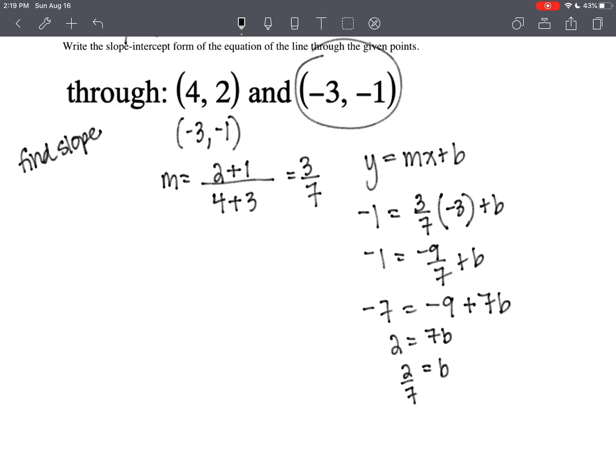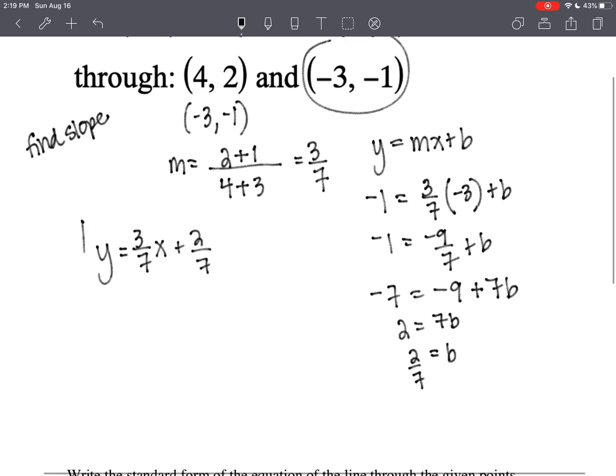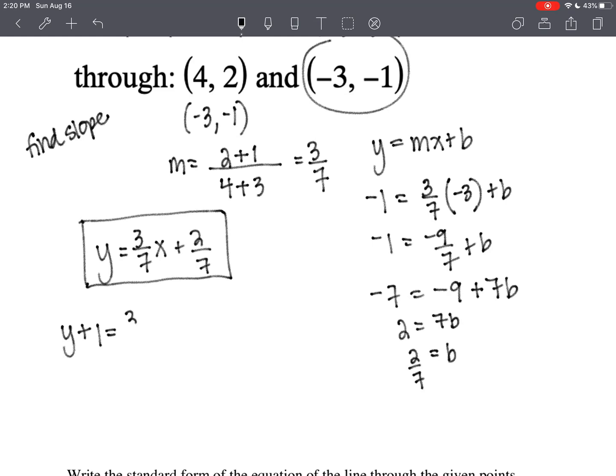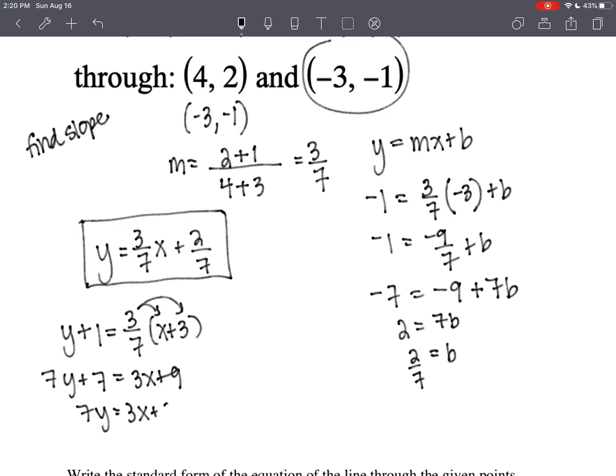Just feels like it would have been easier another way. y equals 3/7 x plus 2/7. So that's our slope-intercept form. I'm going to check, just because this isn't the way I normally do this. I would normally do y plus 1 equals 3/7 times x plus 3. I'd multiply everything by 7. Then I'd distribute the 3. And I would subtract, 7y equals 3x plus 2, and then I would divide by 7, and I would get the same thing.